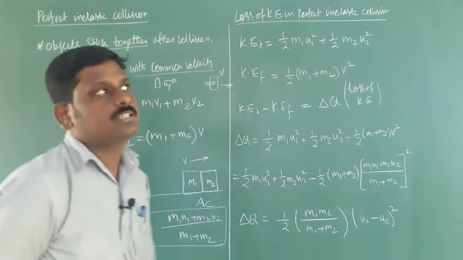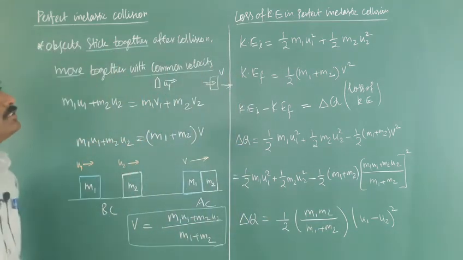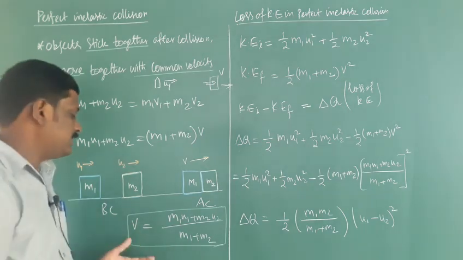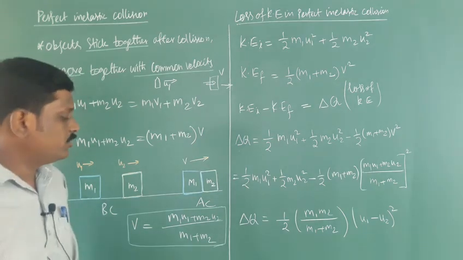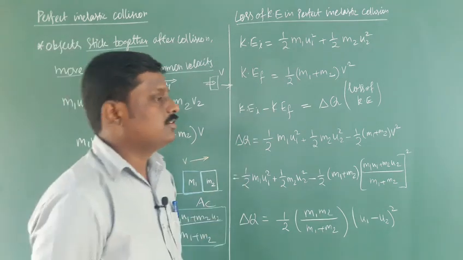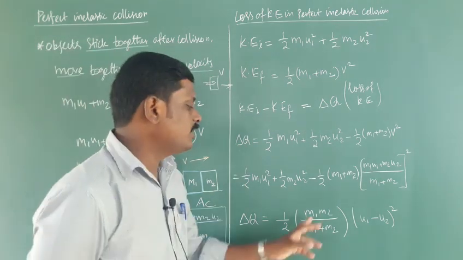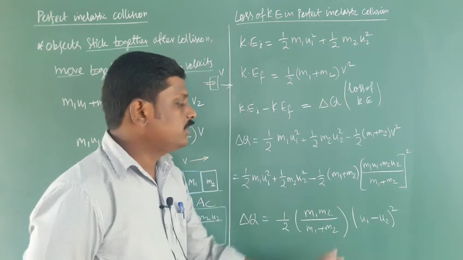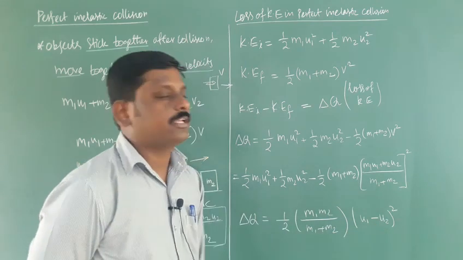In this class we have discussed perfectly inelastic collision. We found the common velocity v is equal to m1 u1 plus m2 u2 by m1 plus m2. Then the loss of kinetic energy in perfectly inelastic collision is delta q equal to 1 by 2 m1 m2 by m1 plus m2 times u1 minus u2 whole square. Okay students.